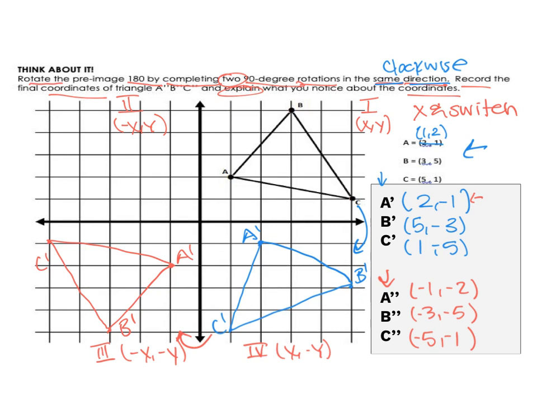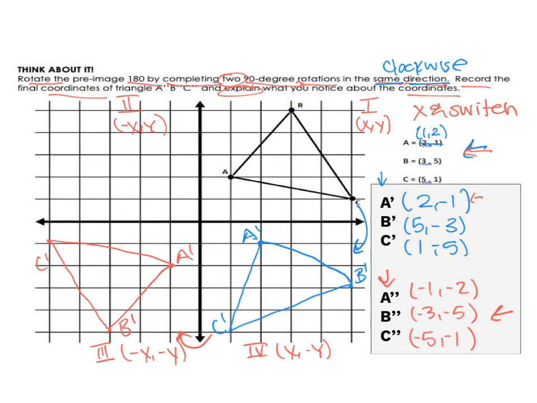Now we want to talk about what happened with the coordinates. So you're on the next slide. So the question is asking, what do you notice about the coordinates from the pre-image, which is here, to the final image, which is here? So I started with 1, 2, I end up with negative 1, negative 2. I start with 3, 5, I end up with negative 3, negative 5. And I start with 5, 1, I end up with negative 5, negative 1.